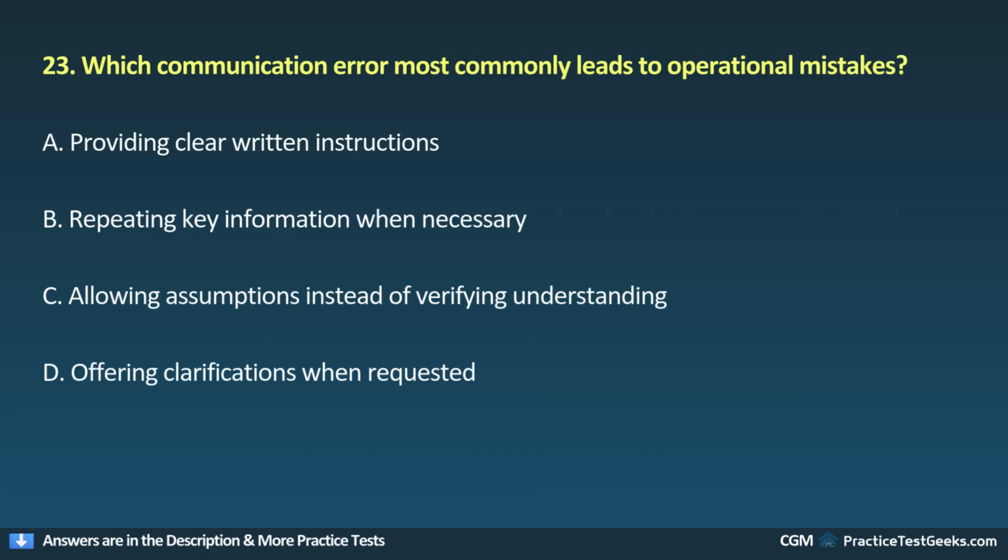23. Which communication error most commonly leads to operational mistakes? A. Providing clear written instructions. B. Repeating key information when necessary. C. Allowing assumptions instead of verifying understanding. D. Offering clarifications when requested.